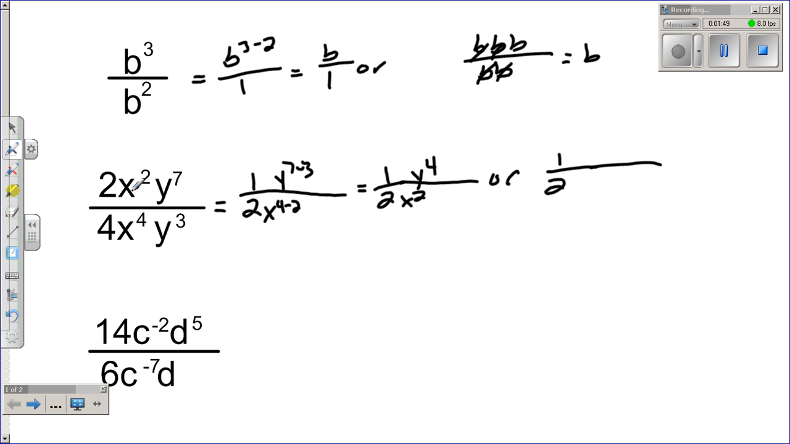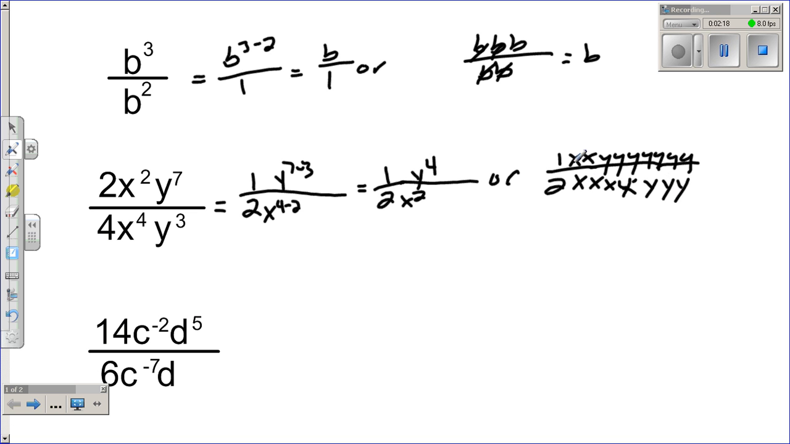Okay, right here I have 2 x's on top. I have 7 y's on top: 1, 2, 3, 4, 5, 6, 7. On bottom I have 4 x's: 1, 2, 3, 4, and 3 y's.